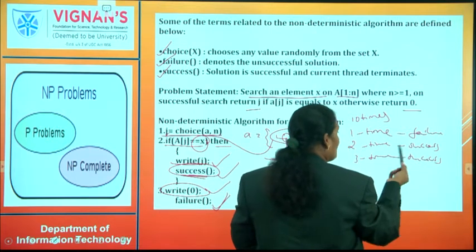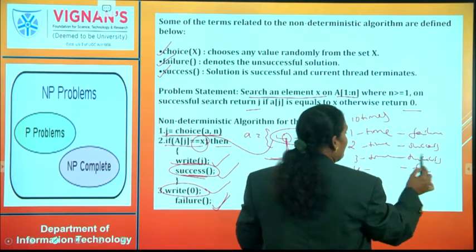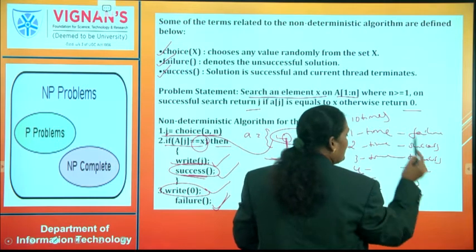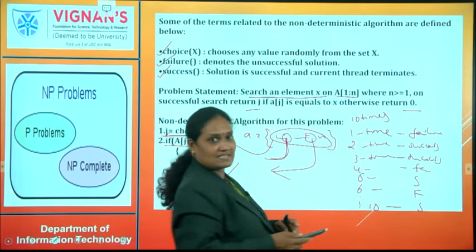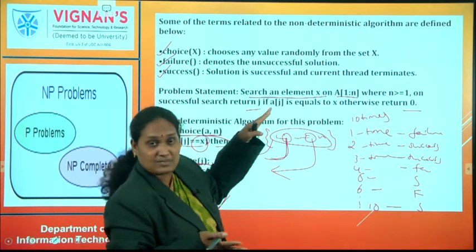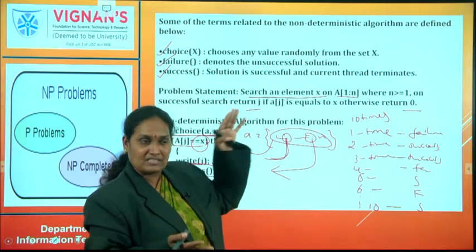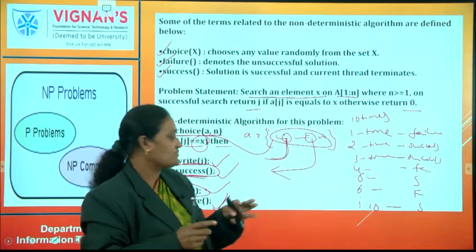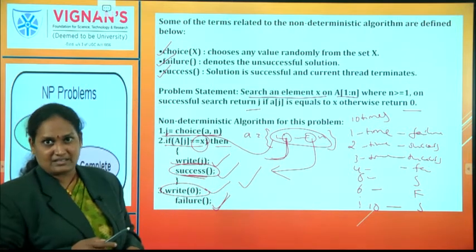Maybe the random function may select the same value. For the fourth time, it may be terminated with failure. For the fifth time, it may be terminated with success. Sixth time, it may be terminated with failure, and so on. 10th time, it may be terminated with success, like that. Within those possible answers, either success or failure, it produces the output. So that's why we can call this algorithm a non-deterministic algorithm.